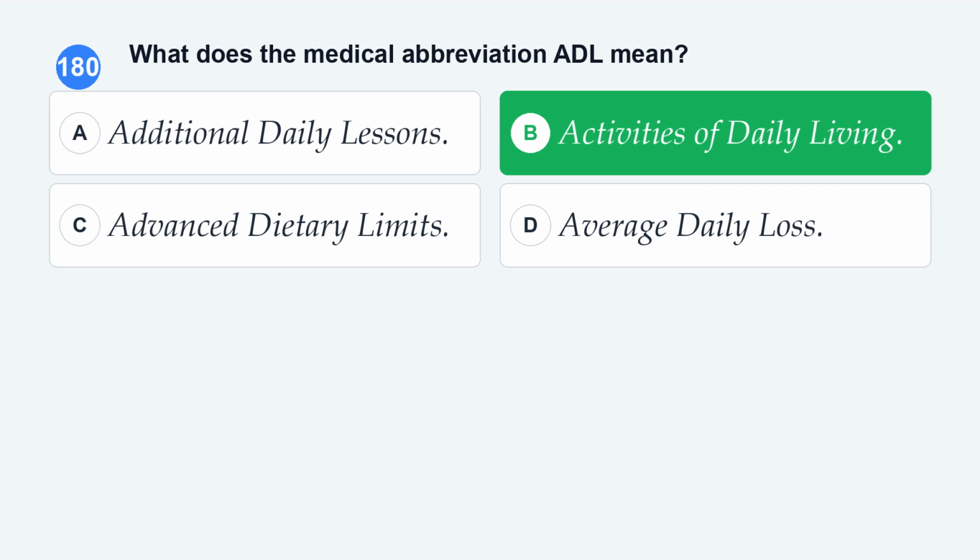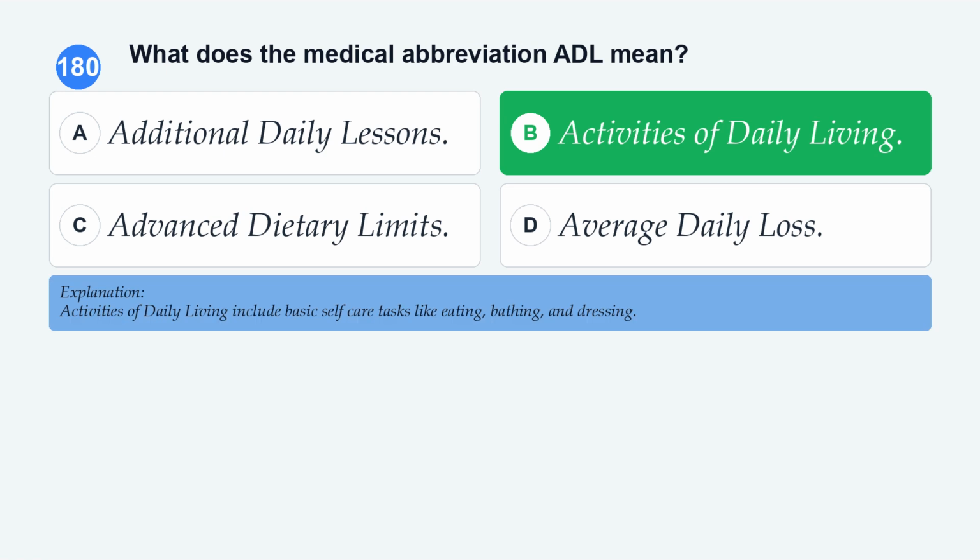The correct answer is option B. Activities of daily living. Explanation. Activities of daily living include basic self-care tasks like eating, bathing, and dressing.